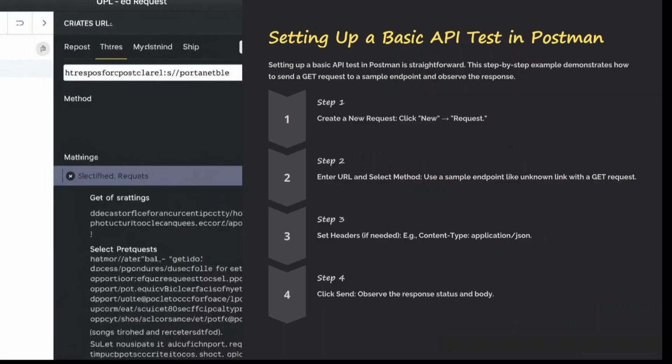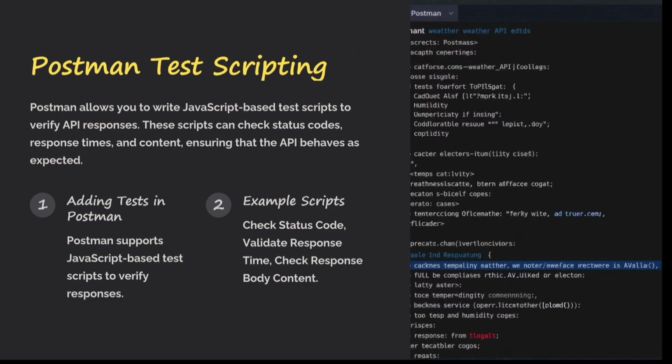Before starting, let me tell you some basic things about Postman. Inside Postman, we pass our request: we enter the URL and select the method. Then we set the headers, and we check the response body and the status. Through Postman we can also write scripts, so we can write JavaScript to validate our status code as well as the response body.